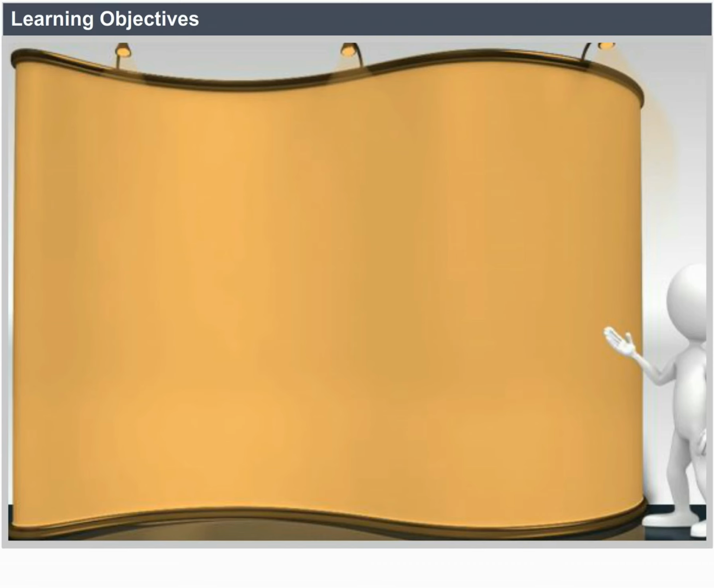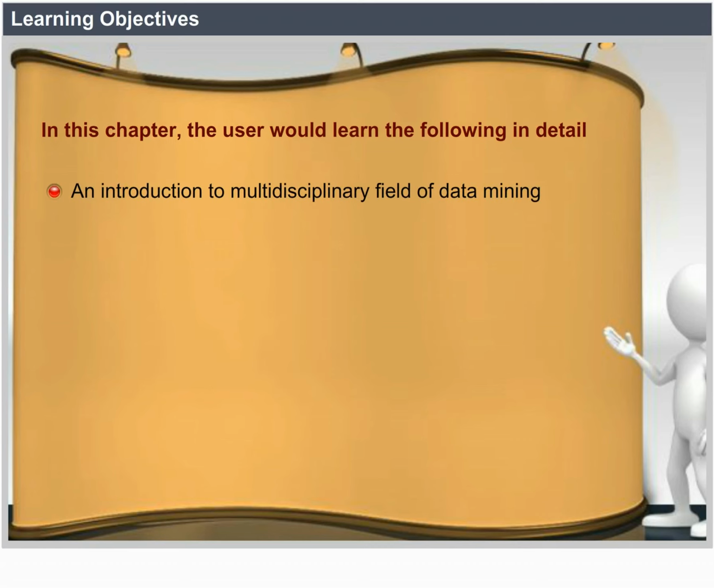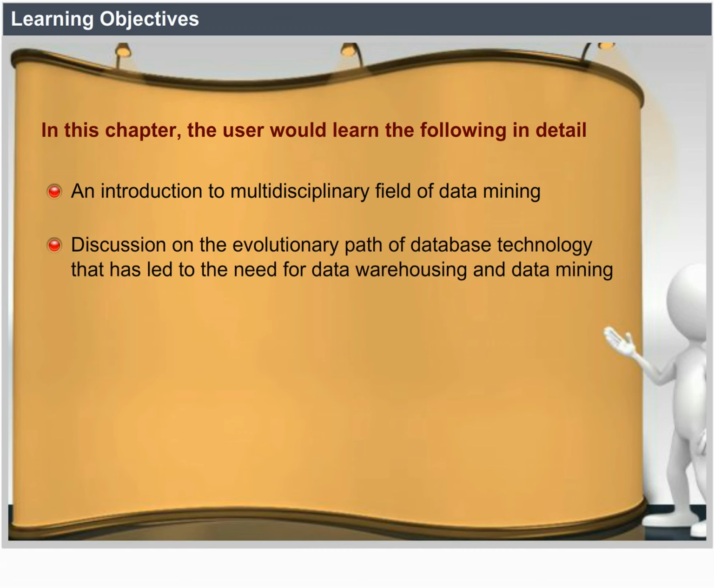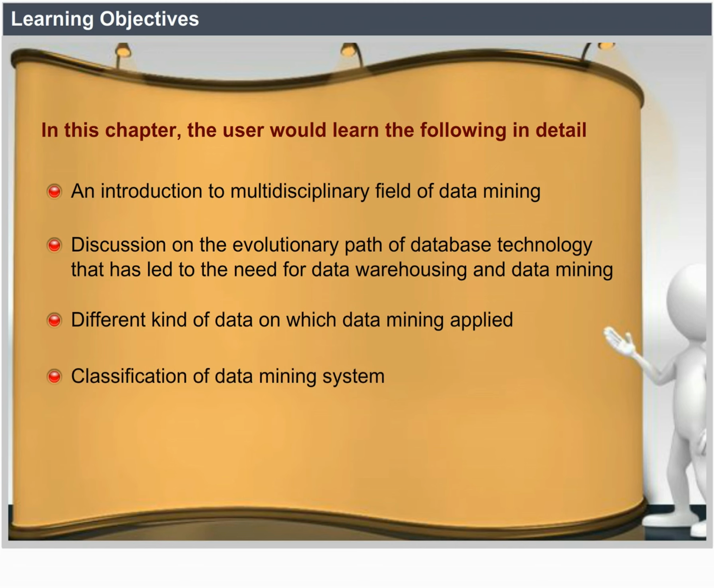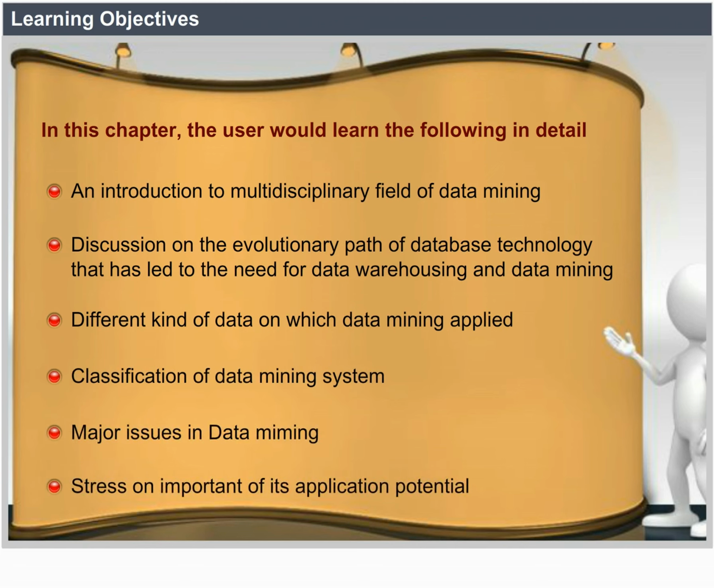Learning objectives. In this chapter, the user will learn the following in detail. An introduction to the multidisciplinary field of data mining. Discussion on the evolutionary path of database technology that has led to the need for data warehousing and data mining. Different kinds of data on which data mining is applied. Classification of data mining systems. Major issues in data mining. Stress on the importance of its application potential.